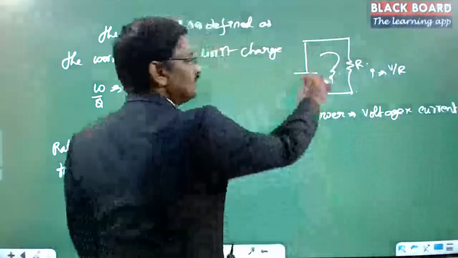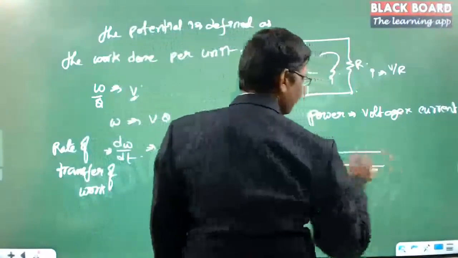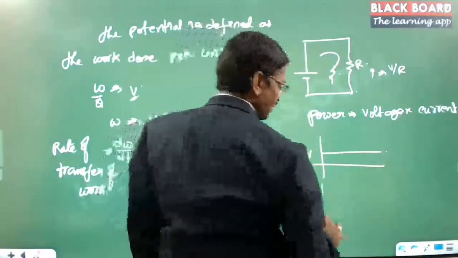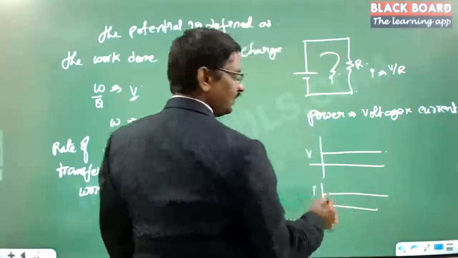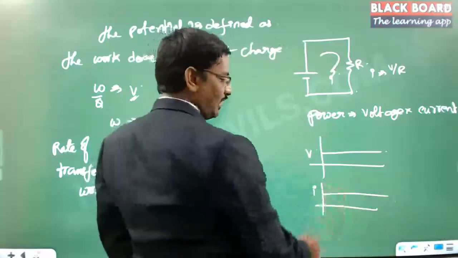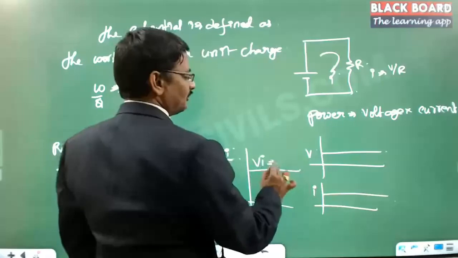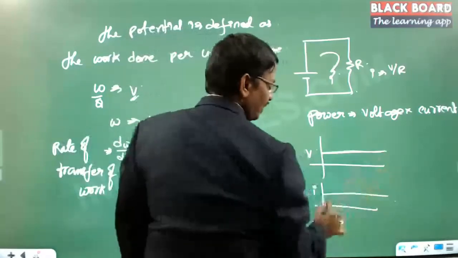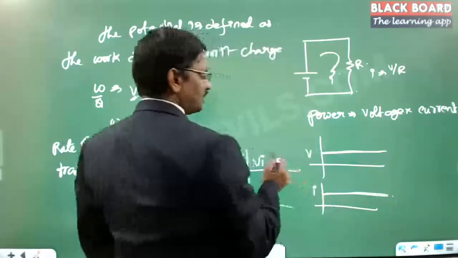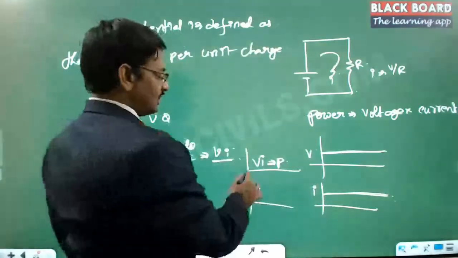Now in case of DC it is straightforward and easy to understand. There is no doubt, because there is a constant voltage present here and a constant current it is going to drive. If you try to draw the graph of V into I, which is the product of these two, a constant value multiplied by a constant value will give you a constant result, the power. So this is the power curve.